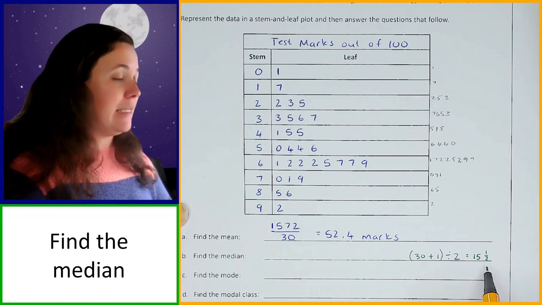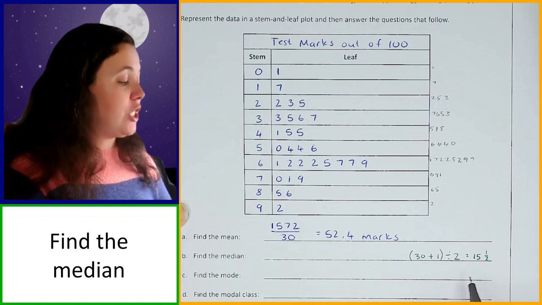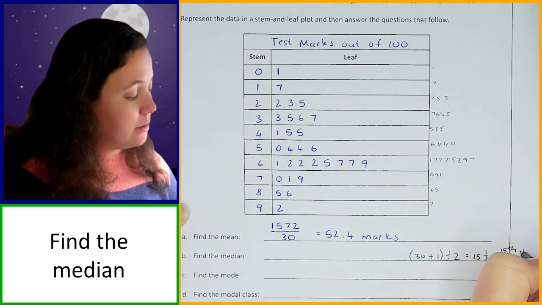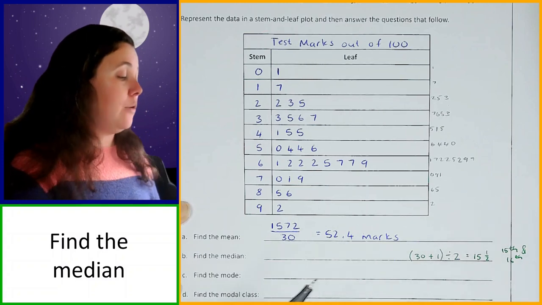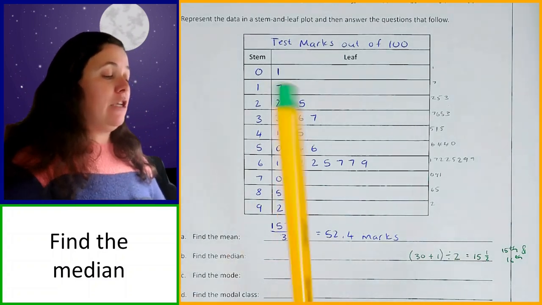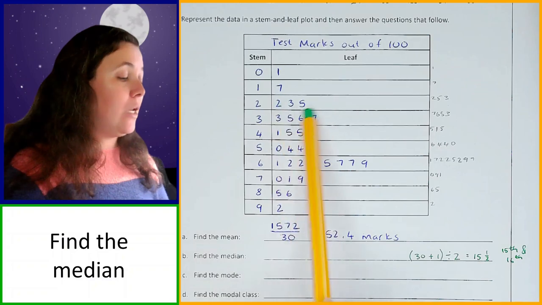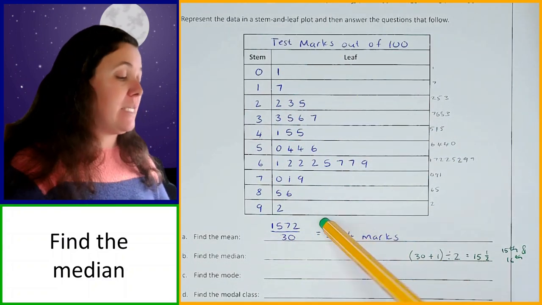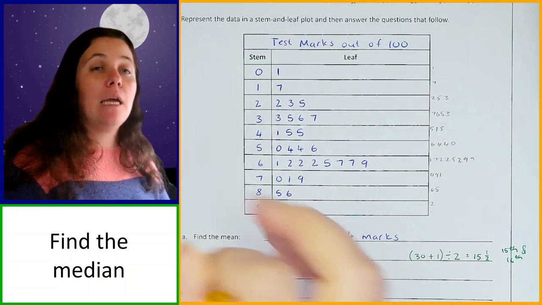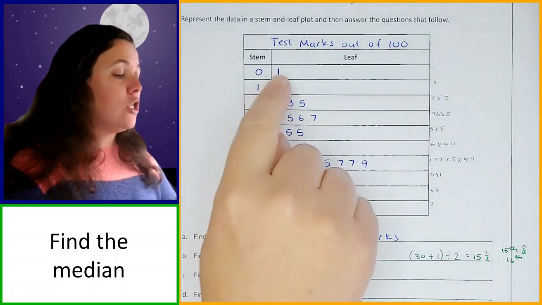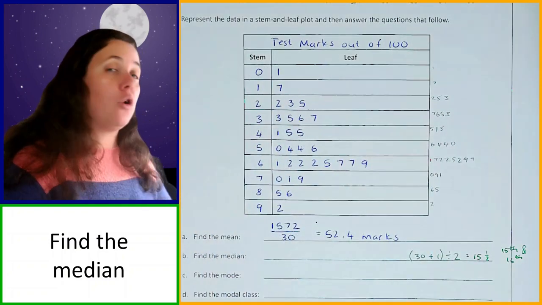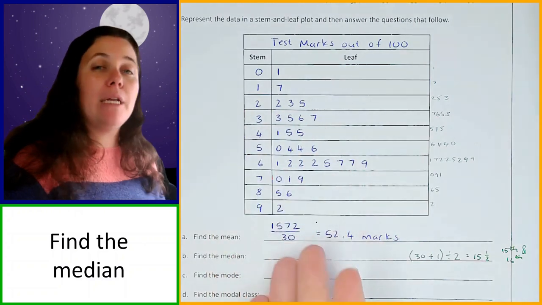Okay, so what that means is that my median is going to be between the 15th and the 16th values. Now, when we've made our stem and leaf plot, because it's all in order, that is one of the benefits of doing a stem and leaf plot: it puts your data in numerical order for you. So now I'm going to use it straight away. I don't need to arrange it in order because it's already arranged in order.